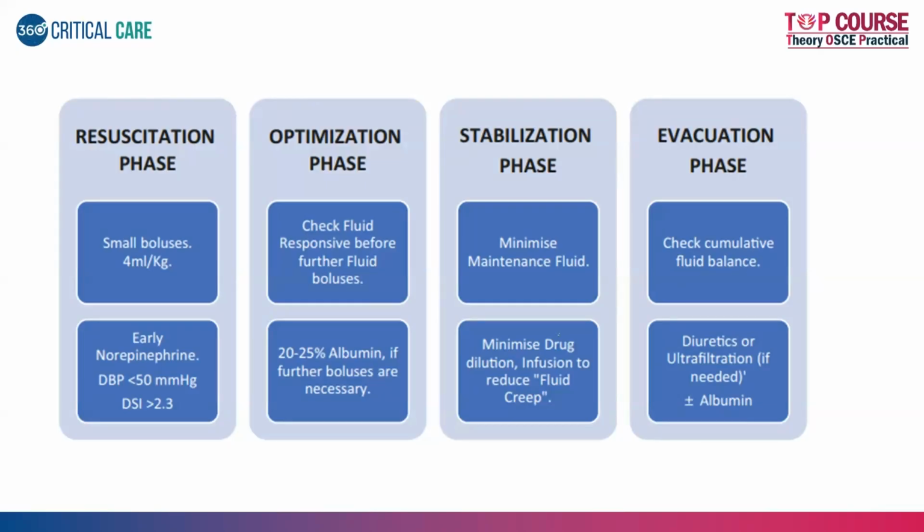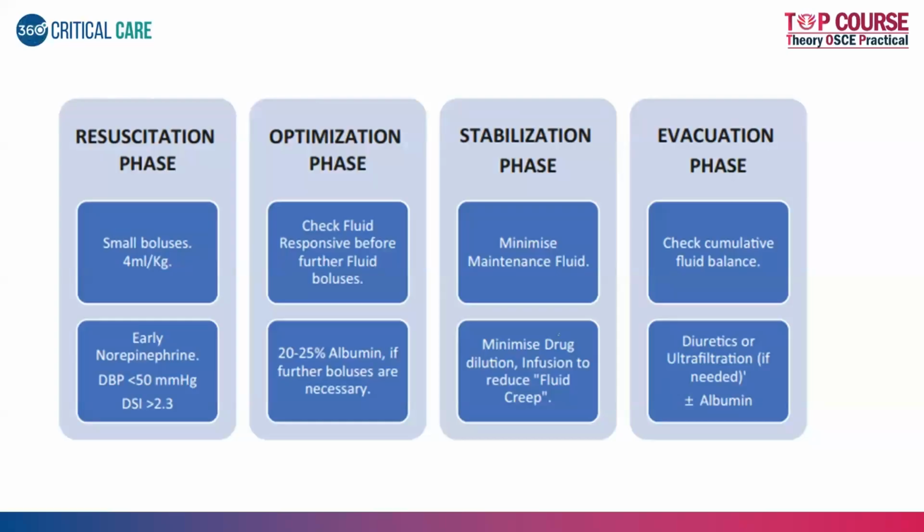So remember, in the resuscitation phase, you can do early adequate fluid management with 30 ml per kg, followed by small boluses of 4 ml per kg. If you're not reaching the target, start early noradrenaline, especially when the diastolic BP is less than 50 mm Hg or a diastolic shock index of more than 3. In the optimization phase, you again have to consider conservative fluid management. Check fluid balances. If at all fluid is necessary, it should be given as boluses.